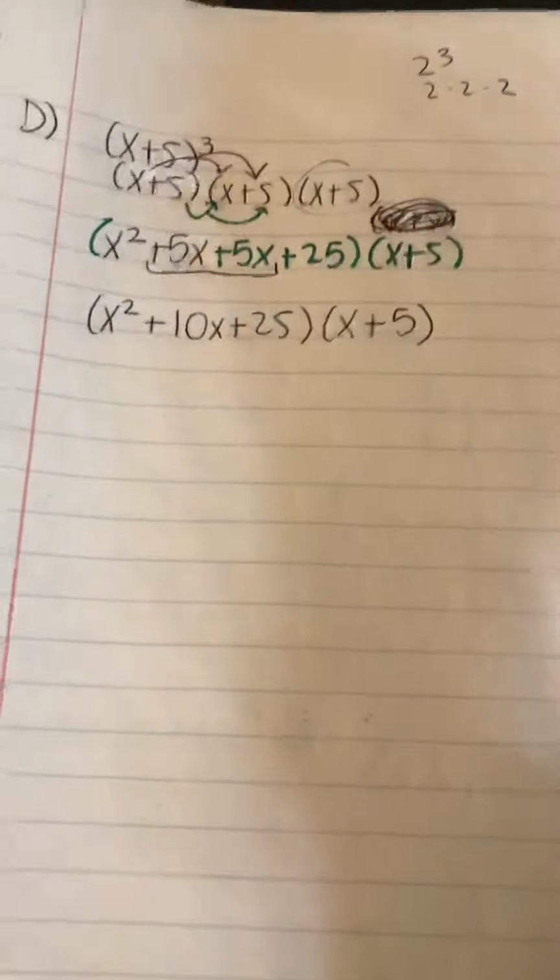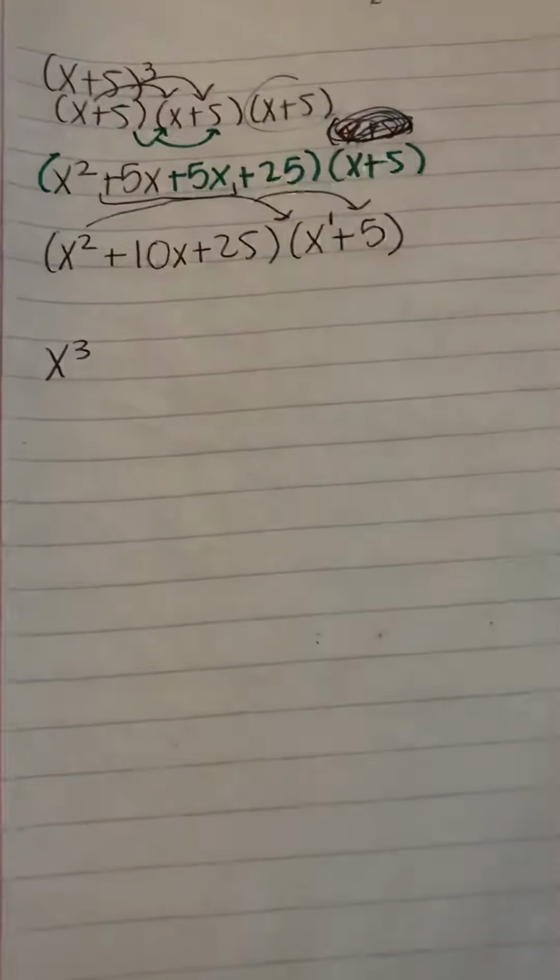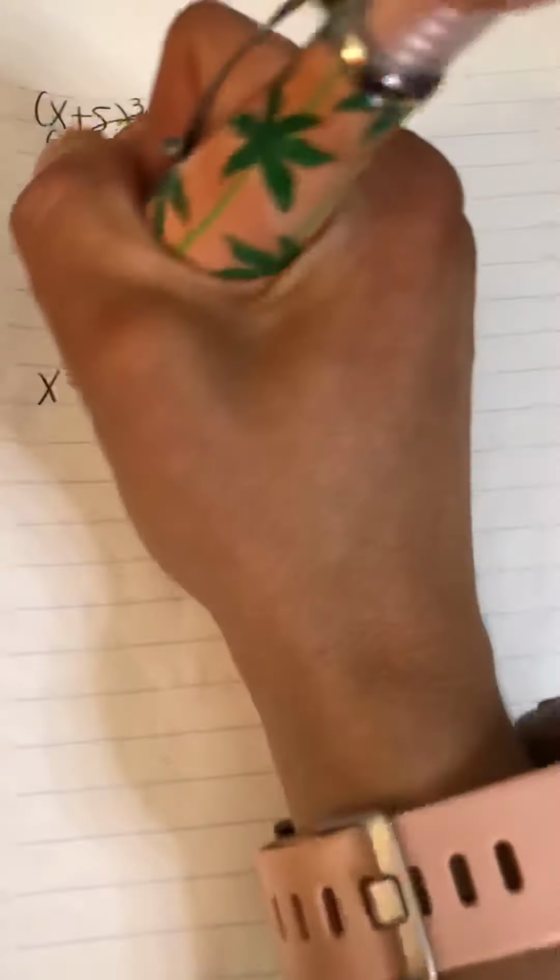Now I can do what I was doing before where I distribute everything. So I have x squared, and I'm going to bring that to the x and the 5. x squared times x, remember this is really x to the first power. x squared times x to the first power is x to the third power. I'm just going to leave some space so my arrows don't get in the way. And then x squared times 5 is 5x squared.